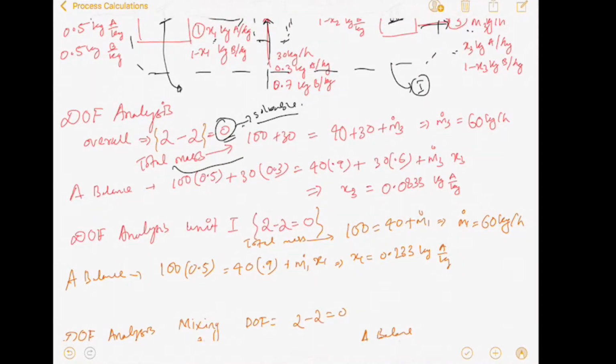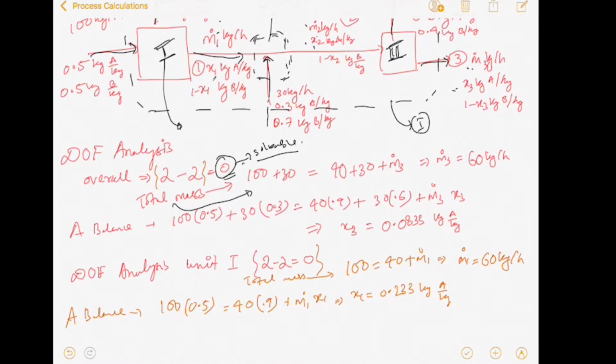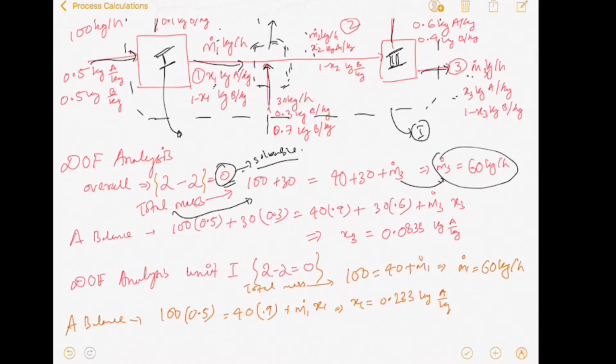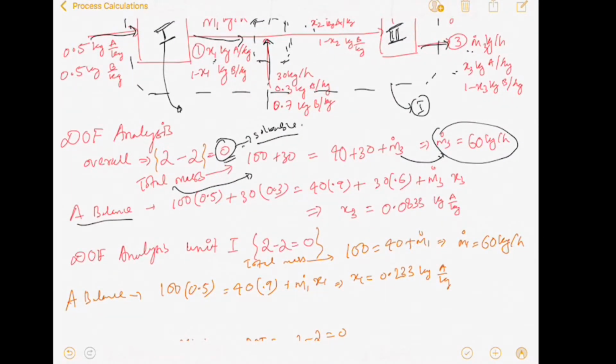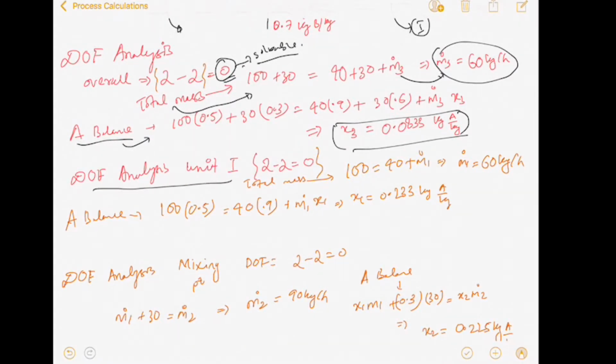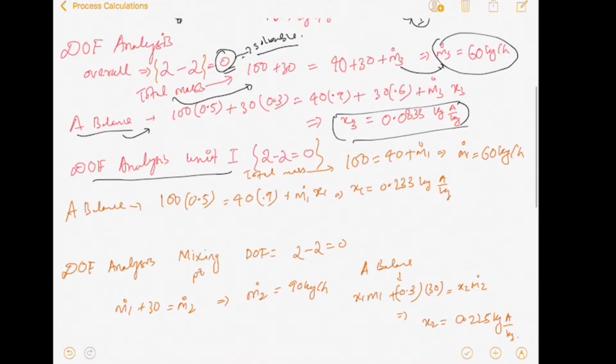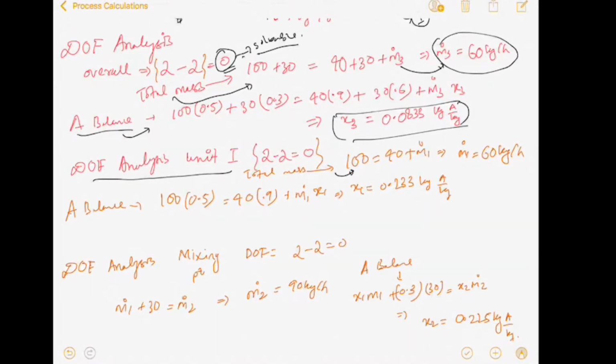I do the total mass balance, and from it we get M3. M3 is solved. Similarly, we do an A or B balance, whatever balance you want to do, and we find X3 correspondingly. Then we do a degree of freedom analysis on system 1. We already did. It comes out to be 0. So we do a similar thing.